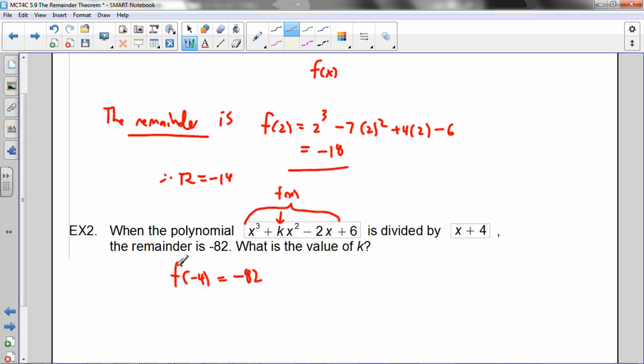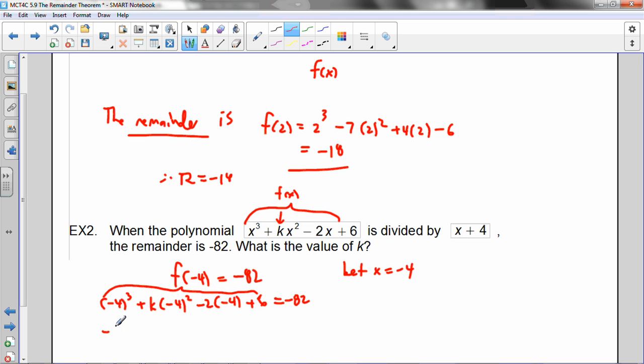Well, where do I go from here? Well, f at minus 4 is just this expression with minus 4 put in there for x. You see what's going to happen if I let x equal minus 4, then I'm going to get an expression that only has k in it, right? And then I can solve for k. This is all this thing here. That's equal to negative 82. And then some exponents and do some work on this. This is negative 64 plus 16k plus 8.